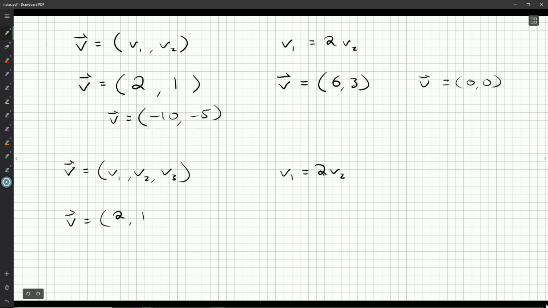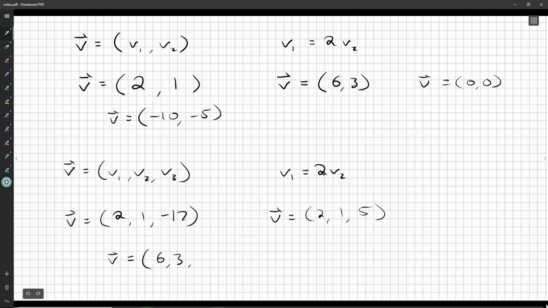We could have 2 and 1. Notice that this first component, 2, is double the second component, which is 1. And we could have v3 be anything we want. How about negative 17? We could have 2, 1, and 5. Anything will do as long as it satisfies what they asked for.